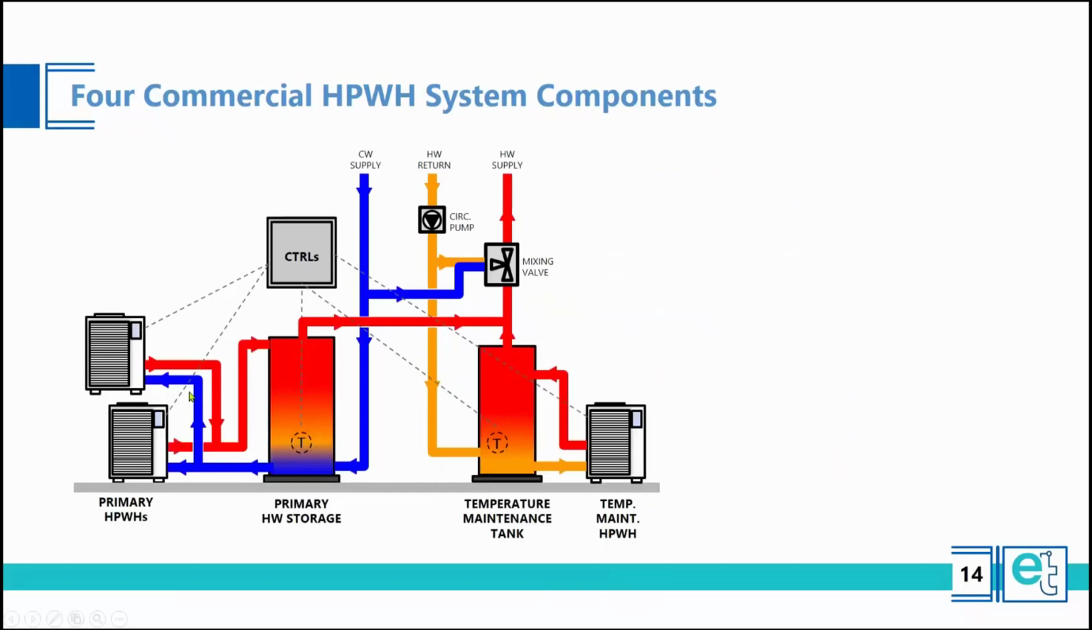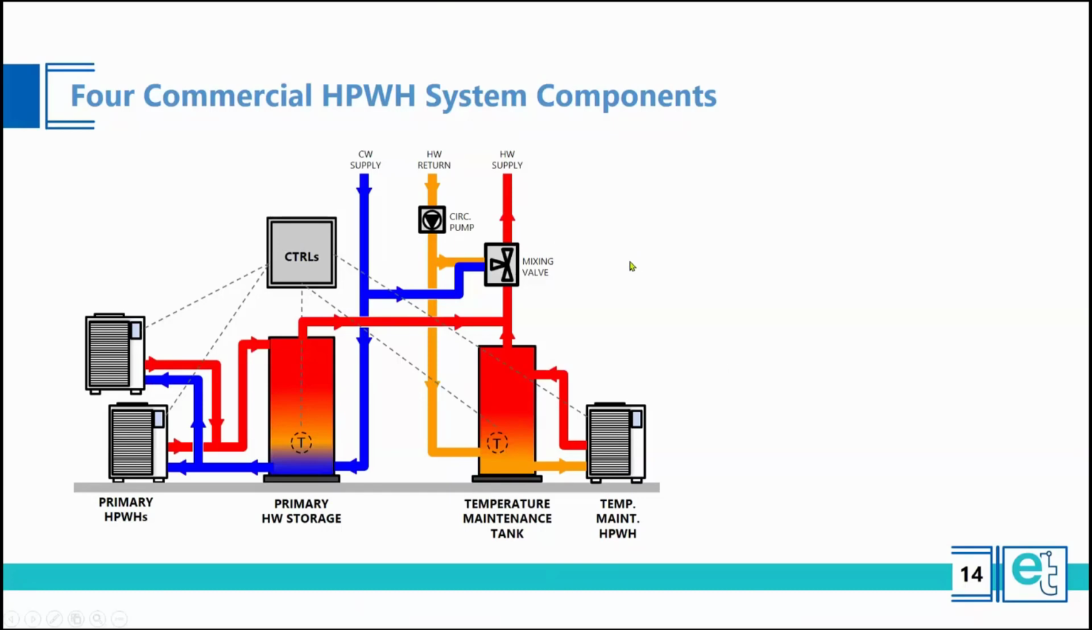We have our primary heat pumps. There may be multiple heat pumps out there, or might be one heat pump, and the primary heat pump water heater storage. We separate the temperature maintenance. If another heat pump is required for the temperature maintenance load, keep that separate from the primary heat pump load. And then finally, the controls: four main components of a central heat pump water heater system.